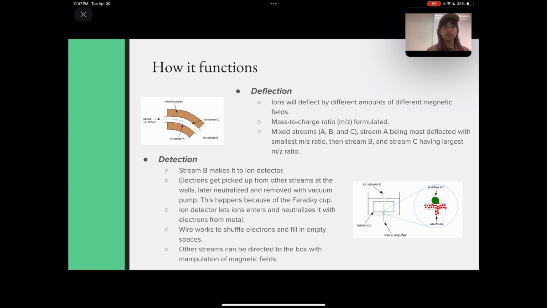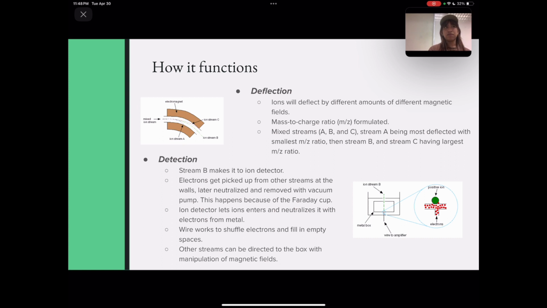Then we have stream B and stream C having our biggest. So this usually has our most positively charged ratios and ions. This is where the m/z is formulated, so we'll be able to go into the next part of our mass spectrometer, which is the detection.